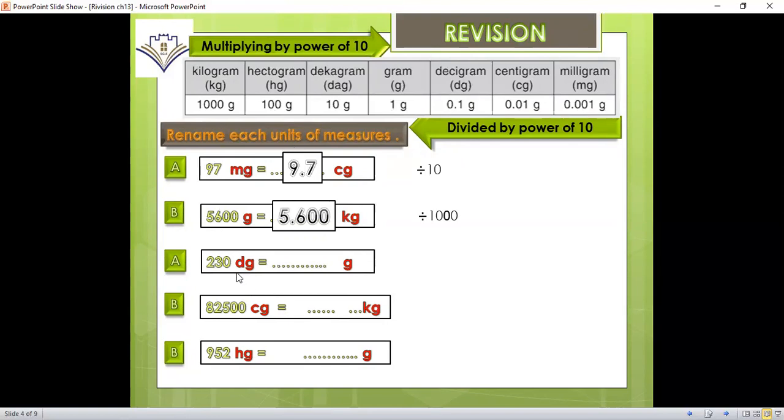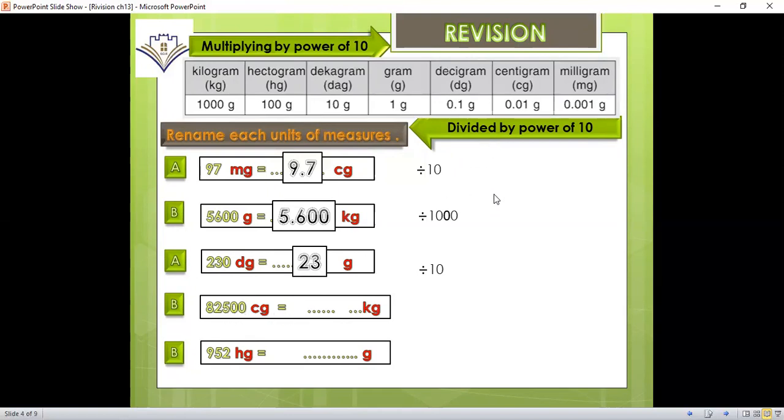The next, 230 decigram equals dots gram. Then from decigram to gram, move from the least to greatest. Then divided by 10. Then the point moves one decimal place. Then the answer is 23 gram.